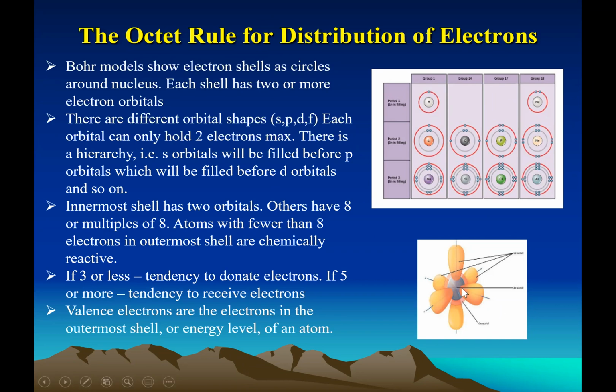And I told you that the electrons are not running around the nucleus in perfect circles, but they can take all these different orbital shapes. If the innermost shell has 2 orbitals, right?